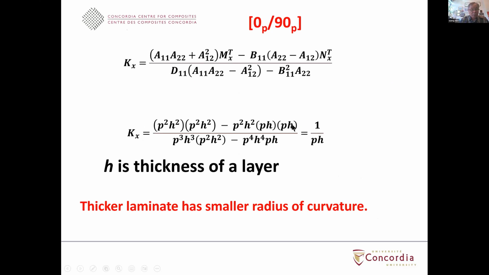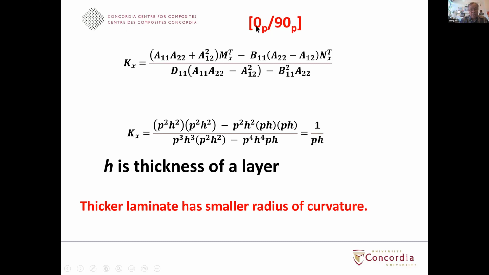So what happens is you take a look into the equation for the curvature. A1, A2, A3 are laminate stiffness. It's a function of the layup sequence, how many layers you have, the material, and so on. And the NXT, MXT are the thermal stress resultant and the moment resultant, and these are functions of the change in temperature and so on. So we put in the relation between these stiffness constants and the stress resultants, and we find that K sub X is equal to 1 over PH.